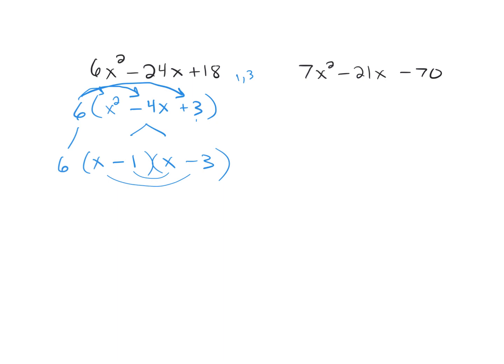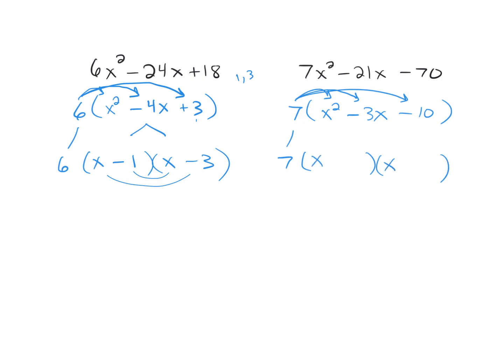Same thing is going to happen over here. There's a common factor of 7. So 7 times x squared is 7x squared. 7 times a minus 3x will give me the minus 21x. And 7 times a minus 10 gives me the minus 70. The 7 comes down because it's part of my answer. And the backwards FOIL gives me x and x.